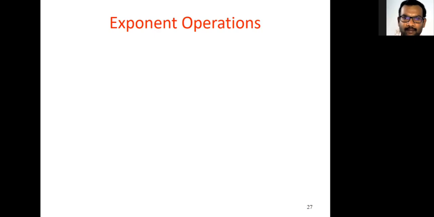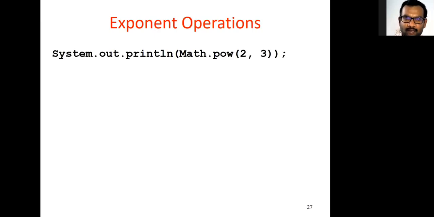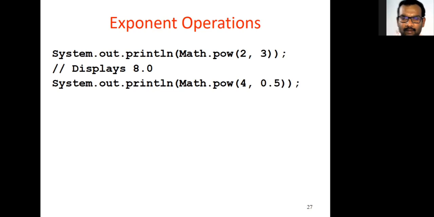Another one is the exponential operation. There is one method called pow, the power method, which is available in the Math class. Power of 2 comma 3 gives the result 2 power 3, which is 8, and power of 4 comma 0.5. 0.5 means it is the square root. So the square root of 4 is 2.